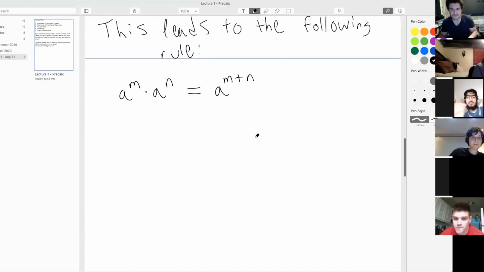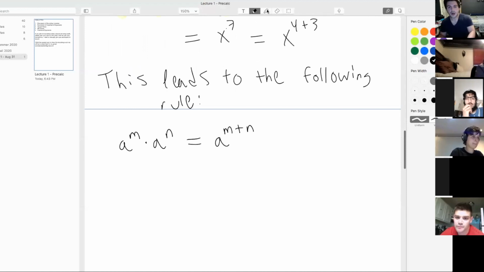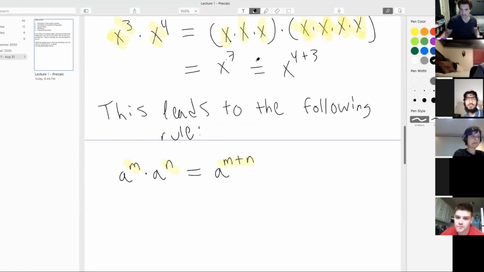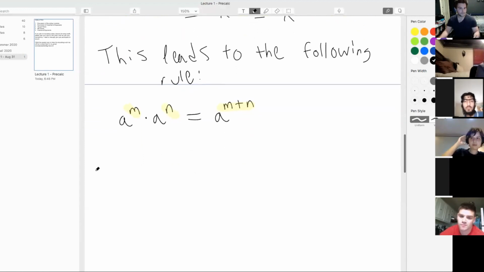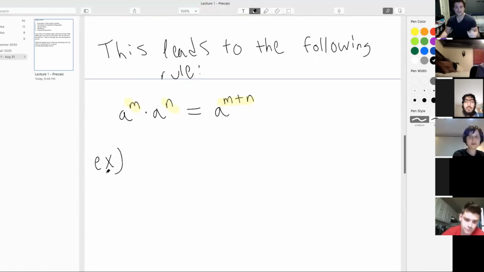Sorry, I don't know why this keeps scrolling down. So I just took m and n and I added them together. That is the product rule, okay? So it's very nice, not that hard. So let's do some examples that use this rule, all right? So here's another convention in my notes. Whenever I write EX parenthesis, that just means we're doing an example. EX means example, okay? All right, so let's do one.